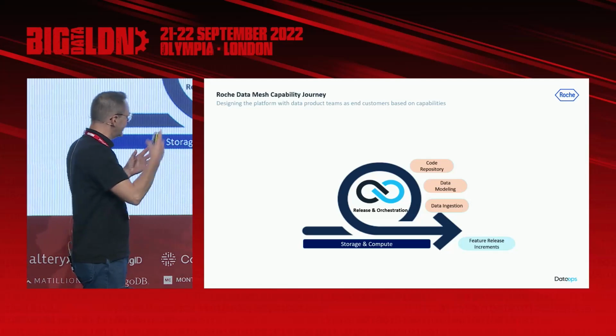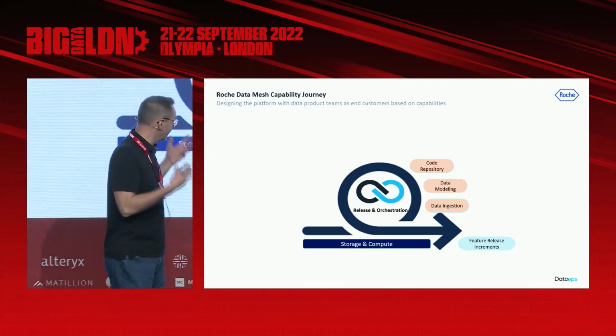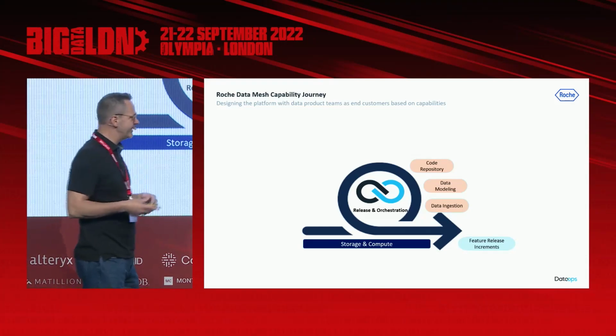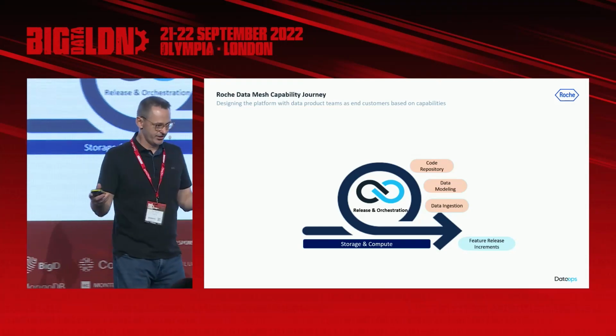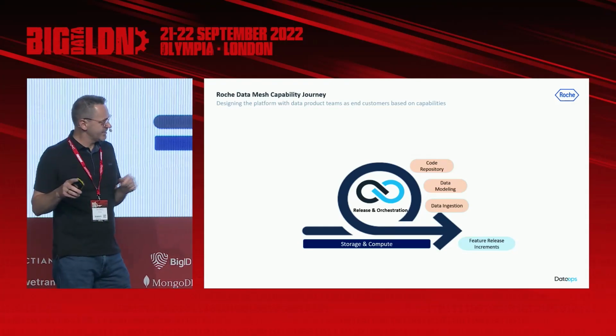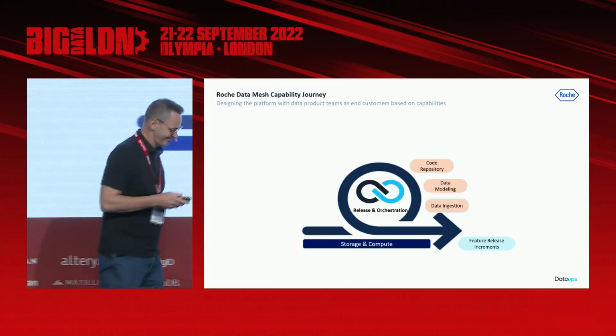We want to have our release and orchestration with our existing code repository, which was clear. We want to do a little bit of data modeling, data transformations, and we want to orchestrate some ingestion. And this was the core, and Guy's going to now discuss how we managed to achieve that with DataOps.